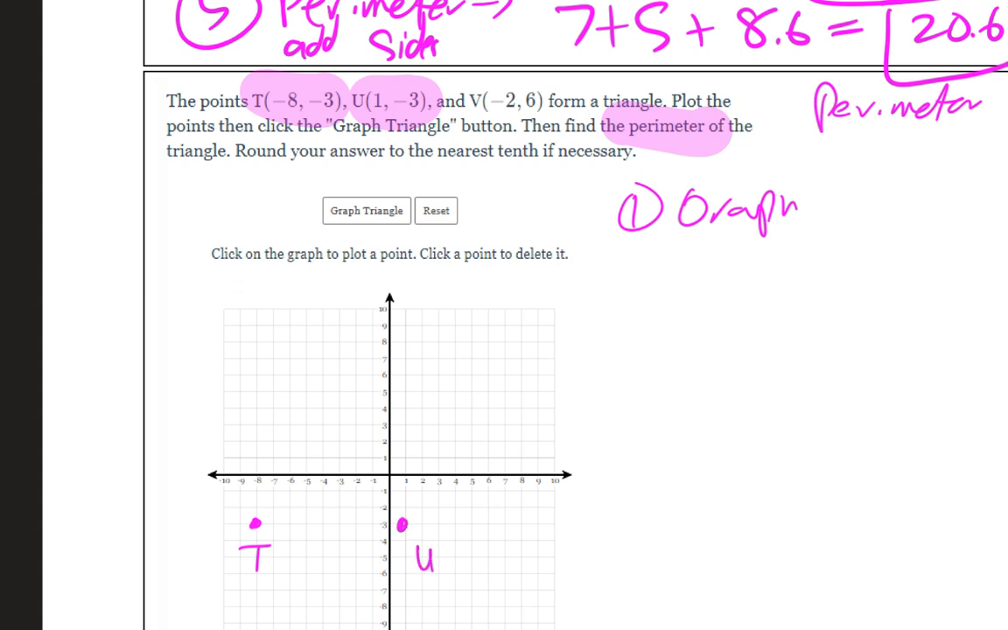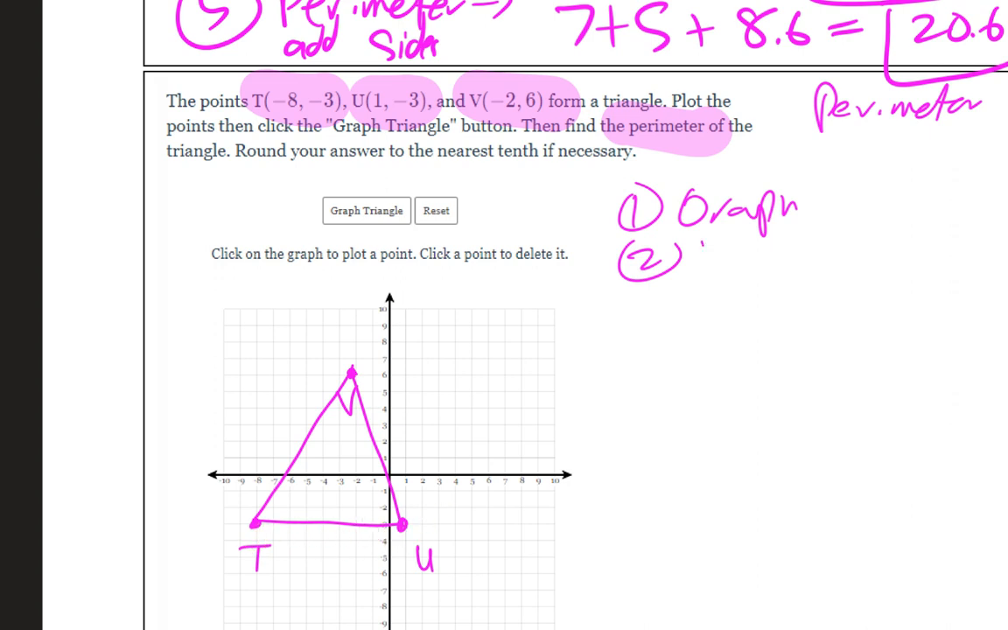Okay, that's U. Then our last one is V, -2, comma, 6. So we go left 2 and then up 6. Left 2 and up 6 gives us there. So we're going to say that is V. Now, we need to calculate the sides. Let's connect those.